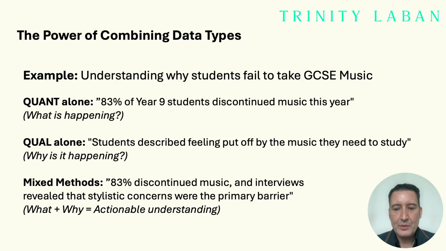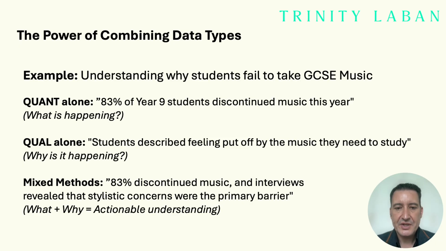So it might be that we expand the quantitative data, we look at different things here. So we might find out not only do 83% of students drop out from doing music at Year 9, but we could start to ask other questions on a survey and get quantitative data around the different types of reasons that the students put forward, or perhaps their relative importance for dropping out of music.